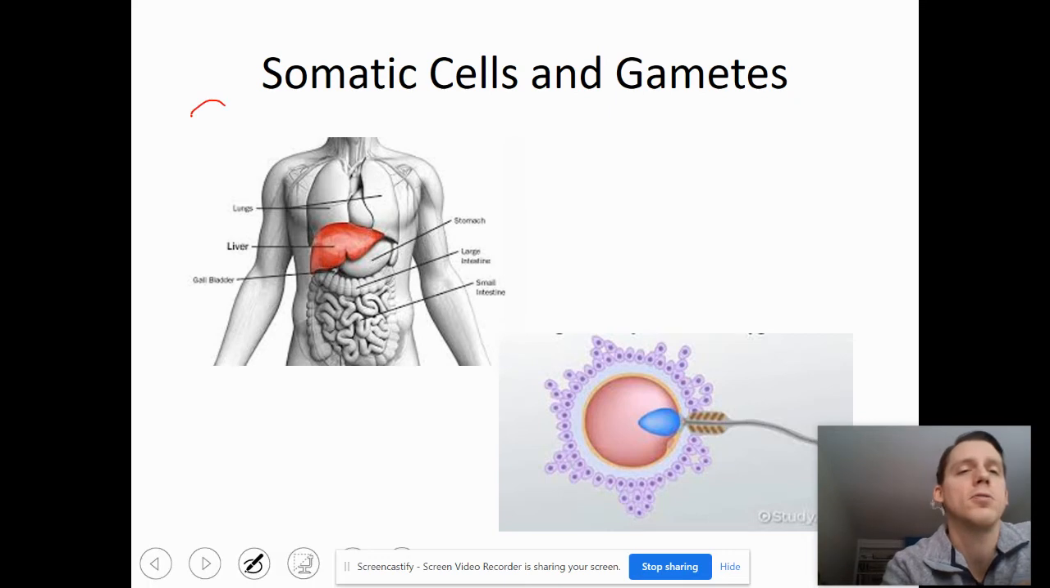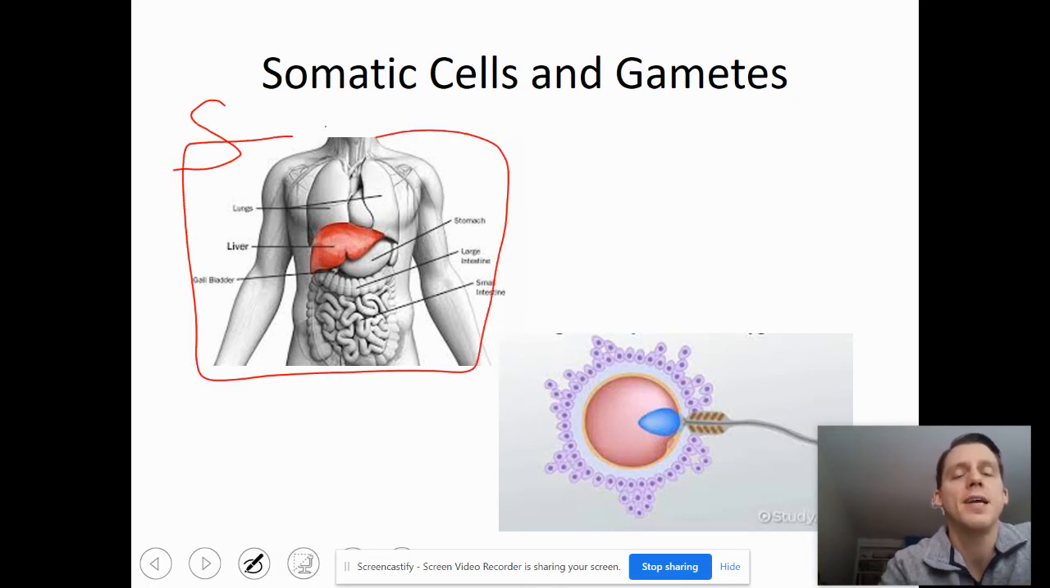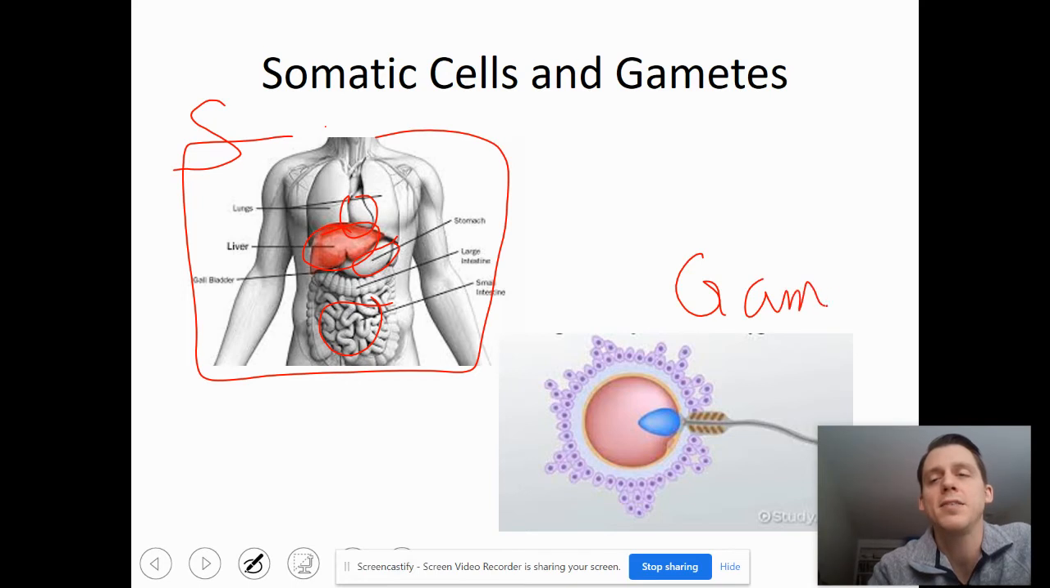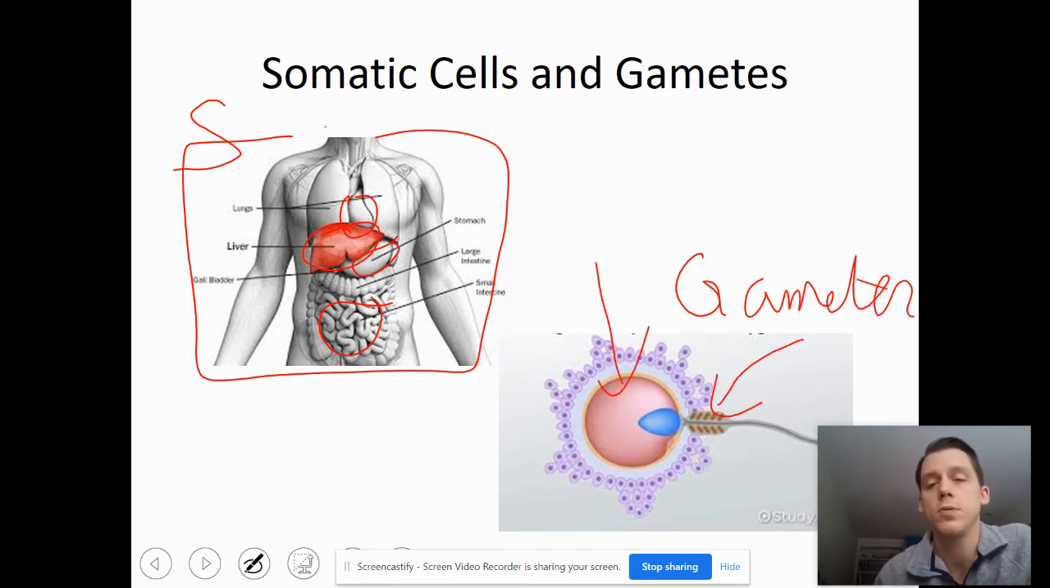Okay, somatic cells up here, skin, lung, heart, liver, stomach, intestinal. All of those are somatic cells. And then here are gametes, sperm or egg. Those are the only 2 gametes. Those have no pairs.